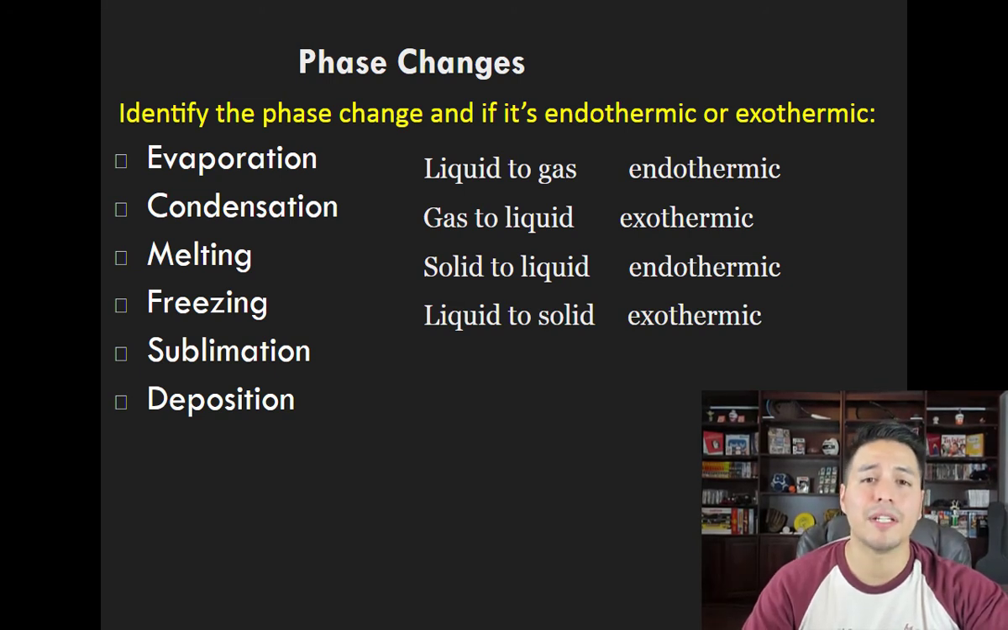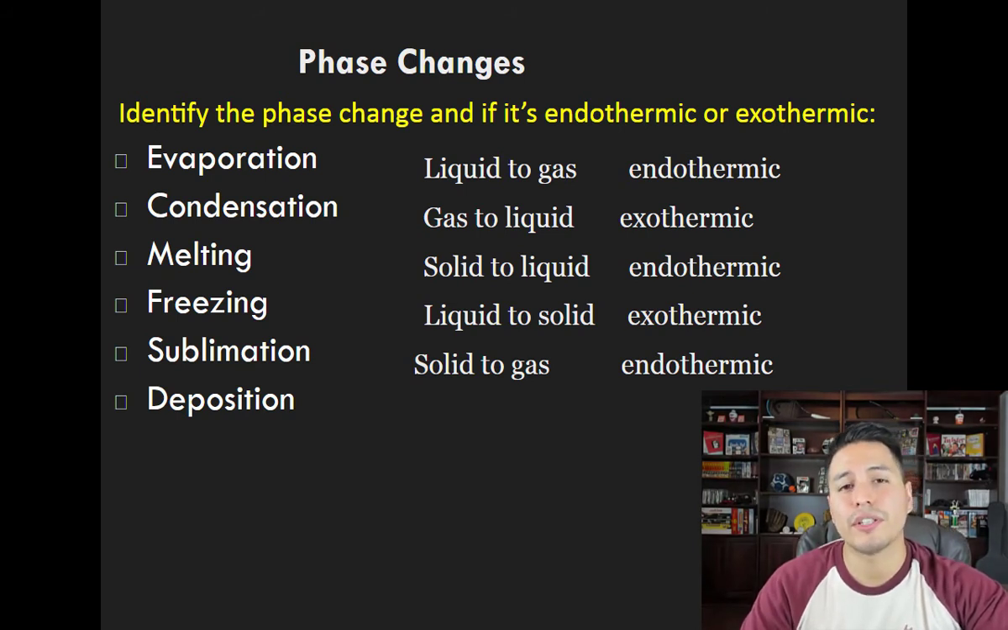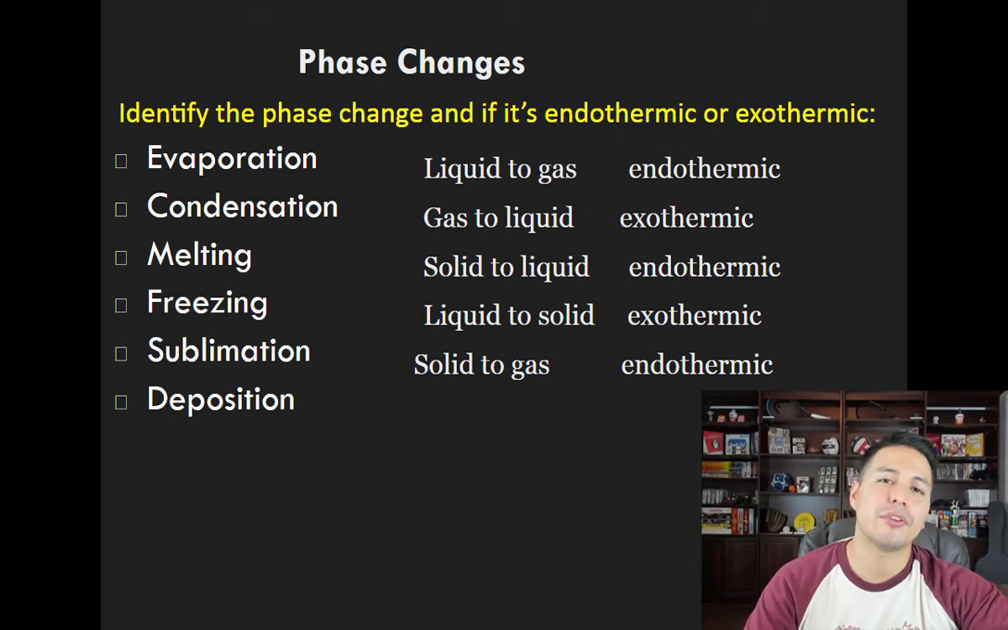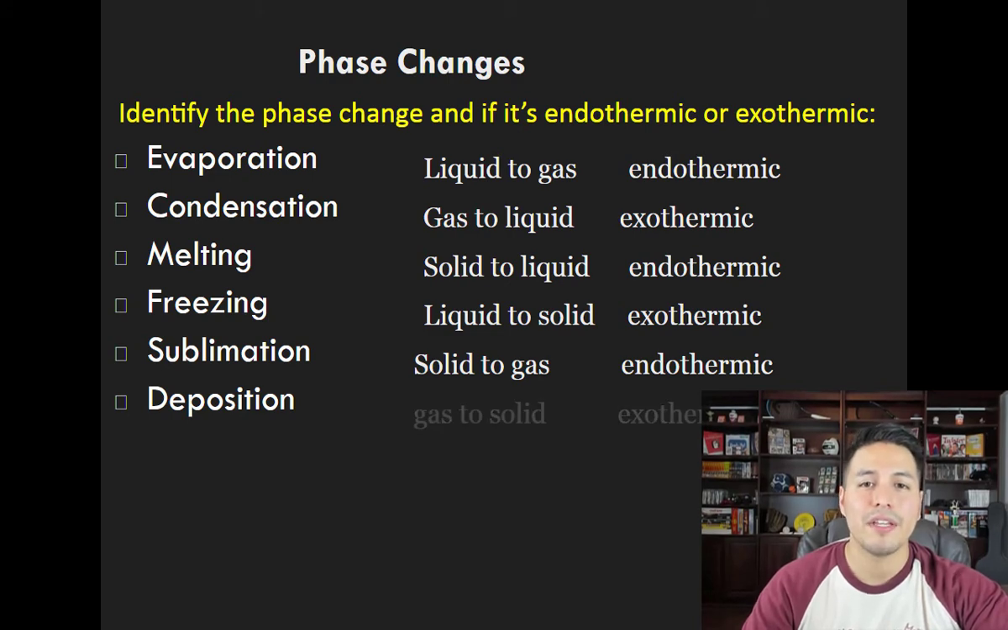Next, we have sublimation. So if you don't know what sublimation is, all it is, is turning a solid to a gas. And in order to turn a solid straight to a gas, we must be putting energy into the system. So this is just an endothermic reaction. Lastly, we have deposition. Deposition is simply the opposite of sublimation. This is when we're going from a gas straight to a solid. In order to do this, the system must be losing energy, and because of this, this is just exothermic.